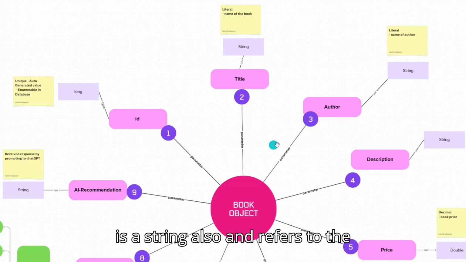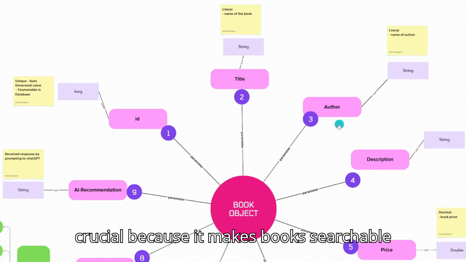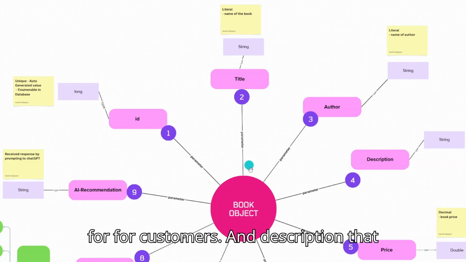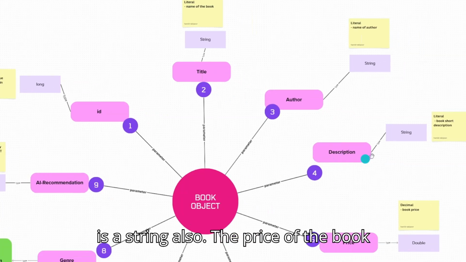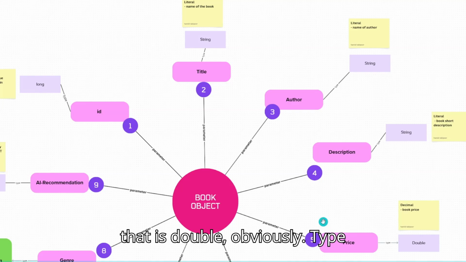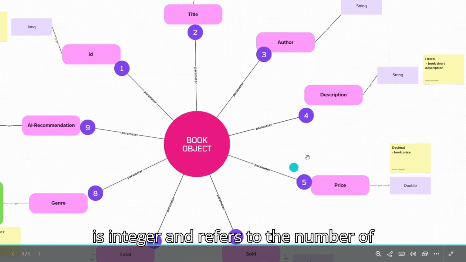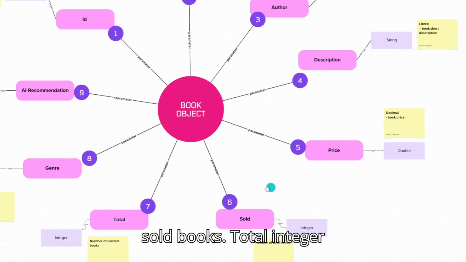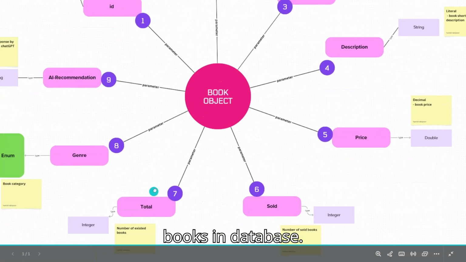Author is a string also and refers to the name of the author. These parameters are crucial because they make books searchable for customers. And description is a string also. The price of the book is double, obviously. Sold is an integer and refers to the number of sold books. Total is an integer also and refers to the number of existing books in the database.